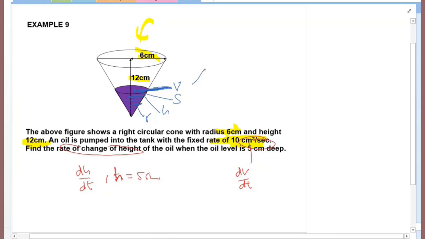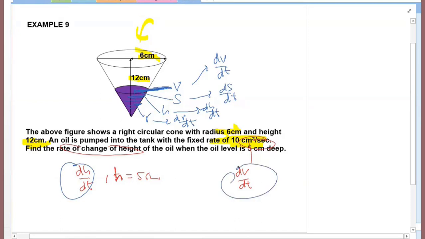So the question may ask for dV/dt, dS/dt, dH/dt, or dR/dt. Now the question asks for dH/dt. It is given dV/dt. The container is constant; it is the oil that changes. We are asking about the rate of change of the oil, not of the container, when the oil level is 5. So use deduction; don't get confused or imagine anything, the container is fixed. I just want to show something because this comes up often.